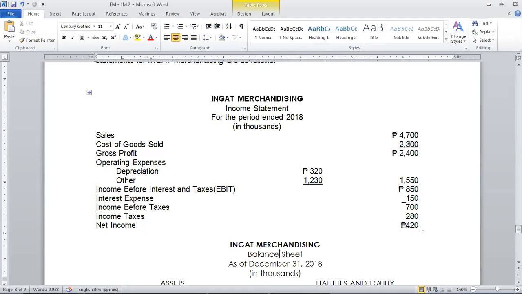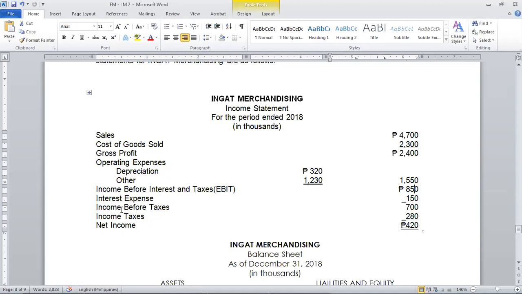So, when I was still in college, I was confused about what EBIT meant, whether it was after tax. If it is EBIT, it means the interest expense and the income taxes have not been deducted. That amount, the 850, is what we call earnings before interest and taxes. When we say before, the interest and taxes have not yet been deducted.